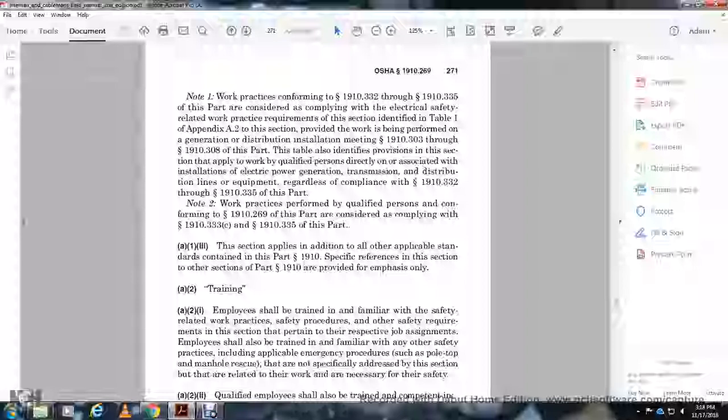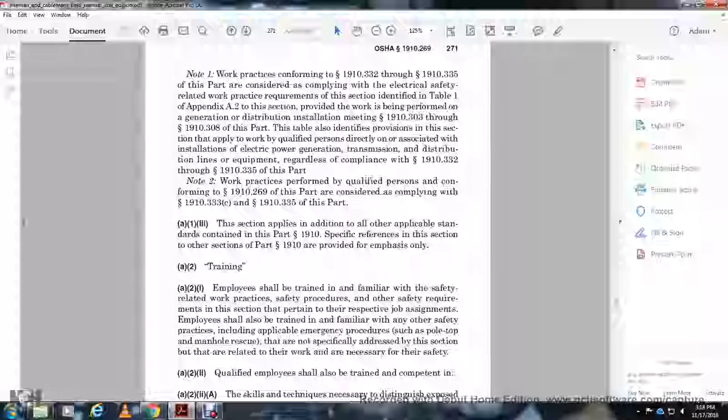are considered to conservatively comply with 1910.333(c) and 1910.335 of this part. (a)(1)(iv): this section applies in addition to other applicable standards contained in Part 1910. Specific references in this section to other sections of Part 1910 are provided for emphasis only.